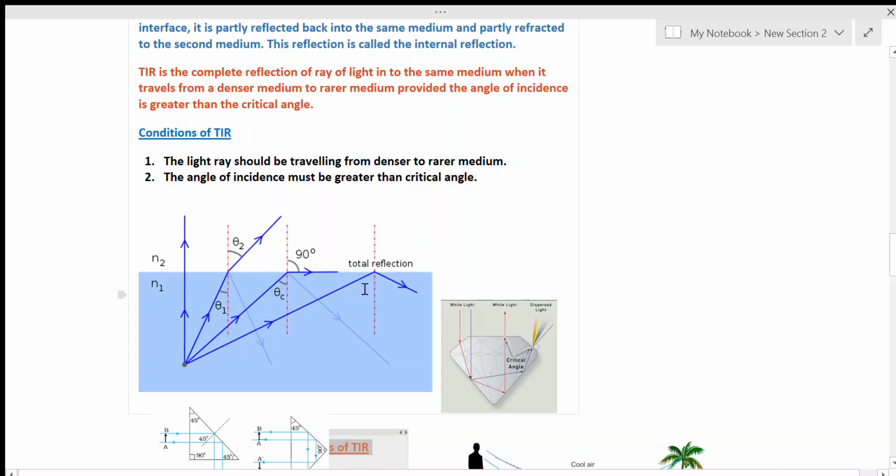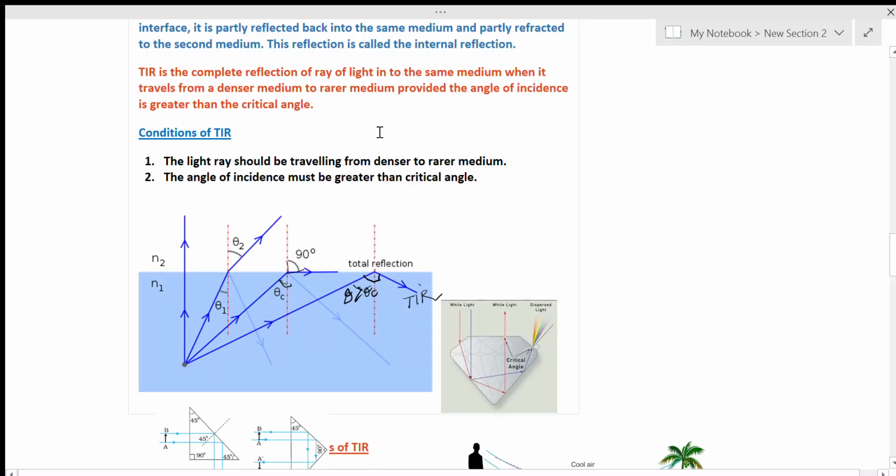And beyond that, if the angle is theta greater than theta c, then what happens is there is no more refracted ray in the second medium. The whole of the incident ray is reflected back into the same medium. This is called total internal reflection. So how will you define critical angle? Critical angle is the angle of incidence for which the angle of refraction in the rarer medium is 90 degrees.